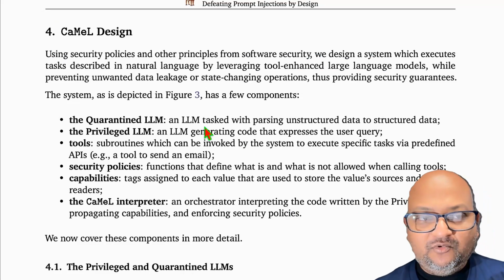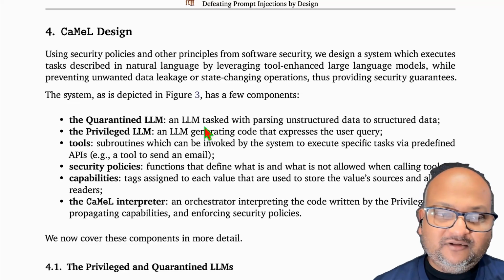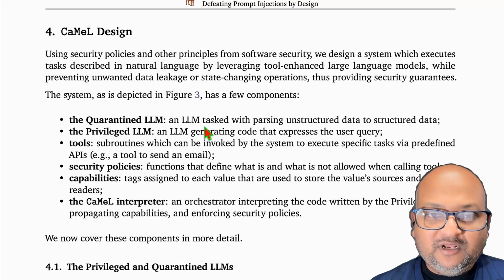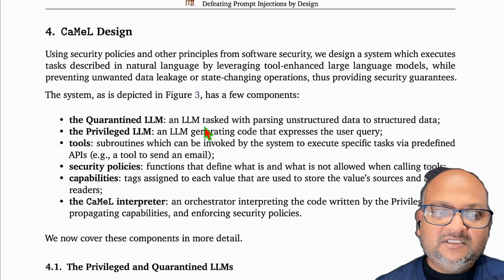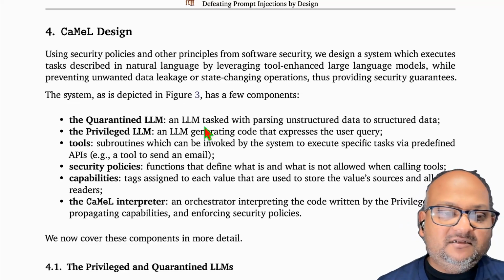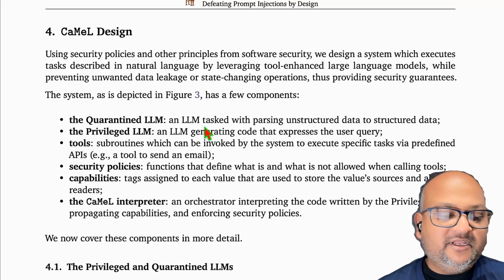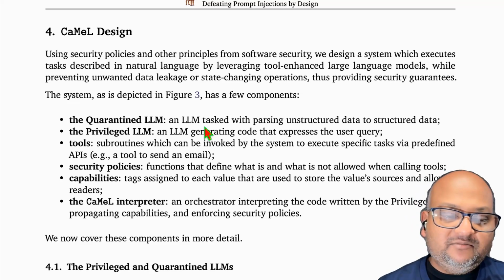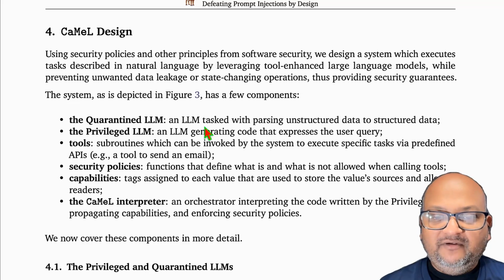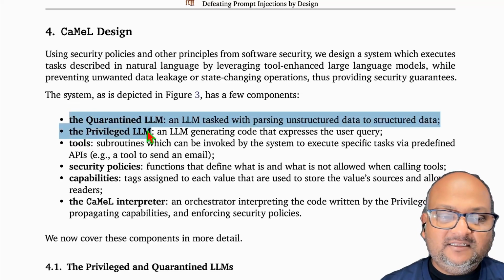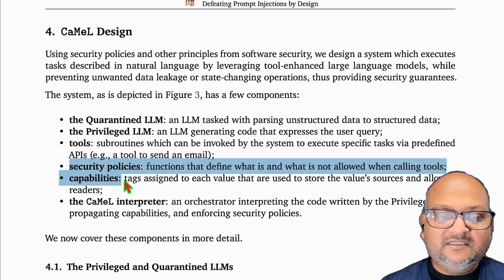So let me quickly walk over the main elements of the proposed solution, and read the paper for the full details, because it's really well written. The basic design builds on a proposal from Simon Willison. He called it the dual LLM design, where basically instead of just one LLM interpreting your instructions and your input, you would have two LLMs, a quarantined LLM and a privileged LLM.